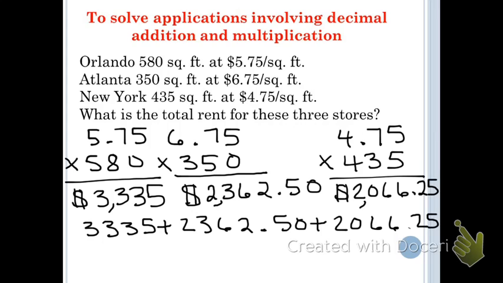And I'm going to use my calculator to help me on this. So I will pay $7,763.75.